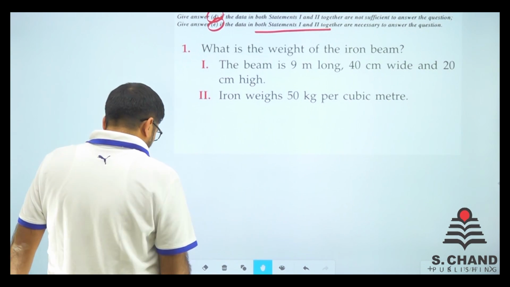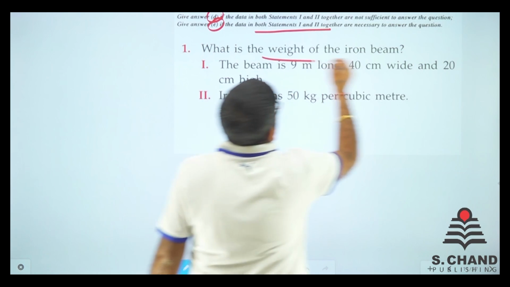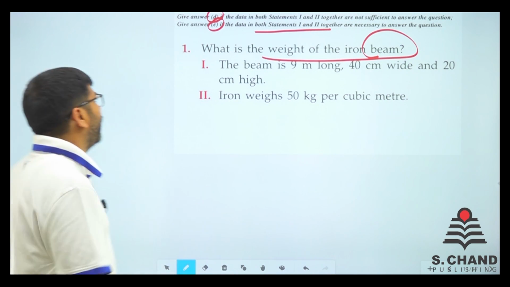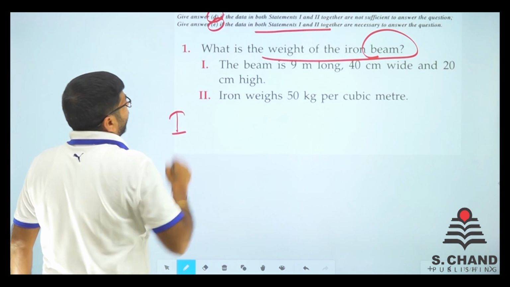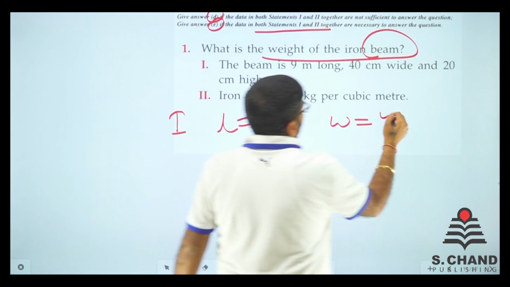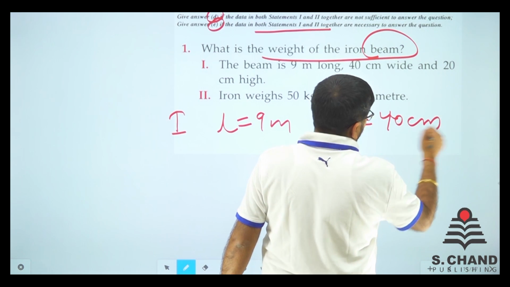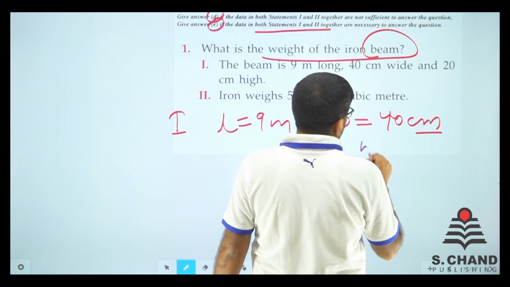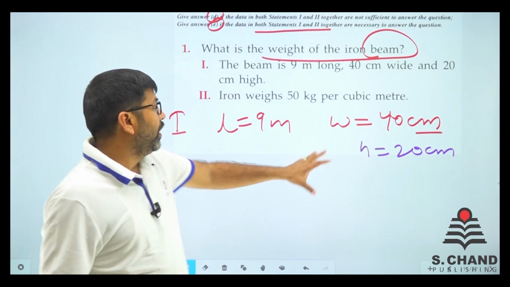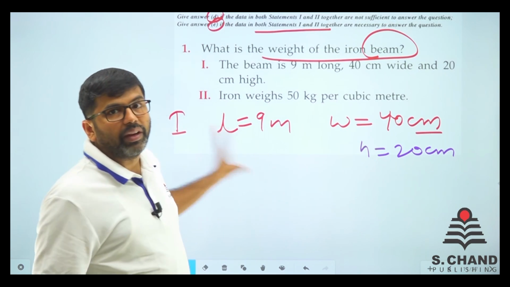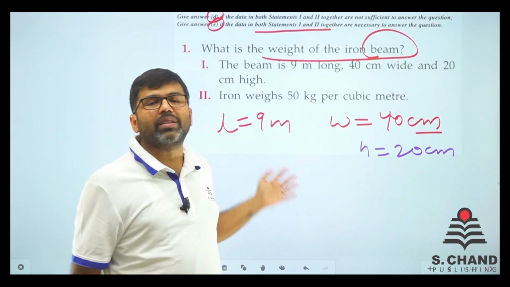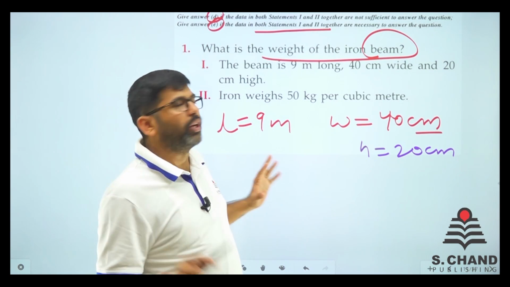The question says, what is the weight of the iron beam? We have to find the weight of the iron beam, right? The first data says that L is equal to 9 meter, width is equal to 40 centimeter and height is equal to 20 centimeter, right? So we have got width, height and length with us. That can be converted in centimeter or meter, so not a big issue.